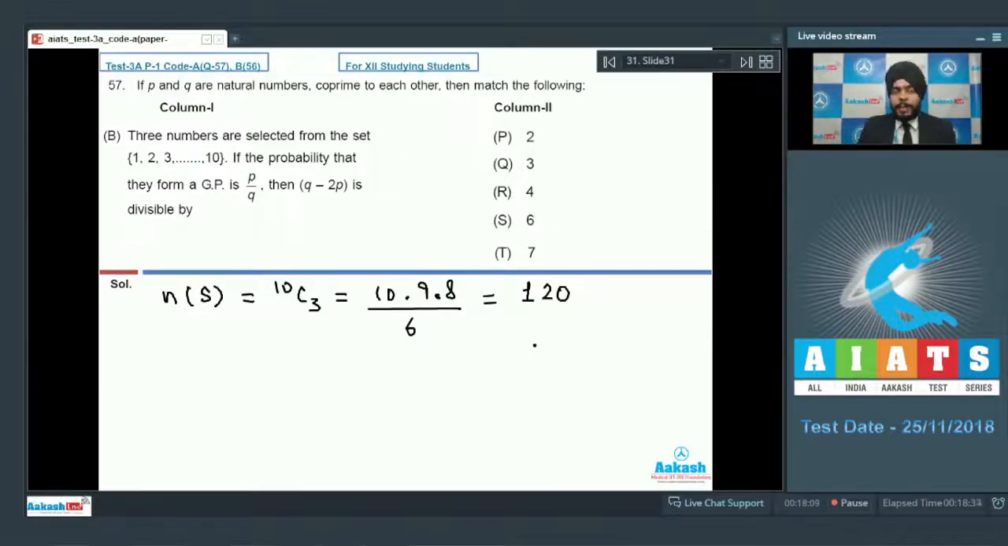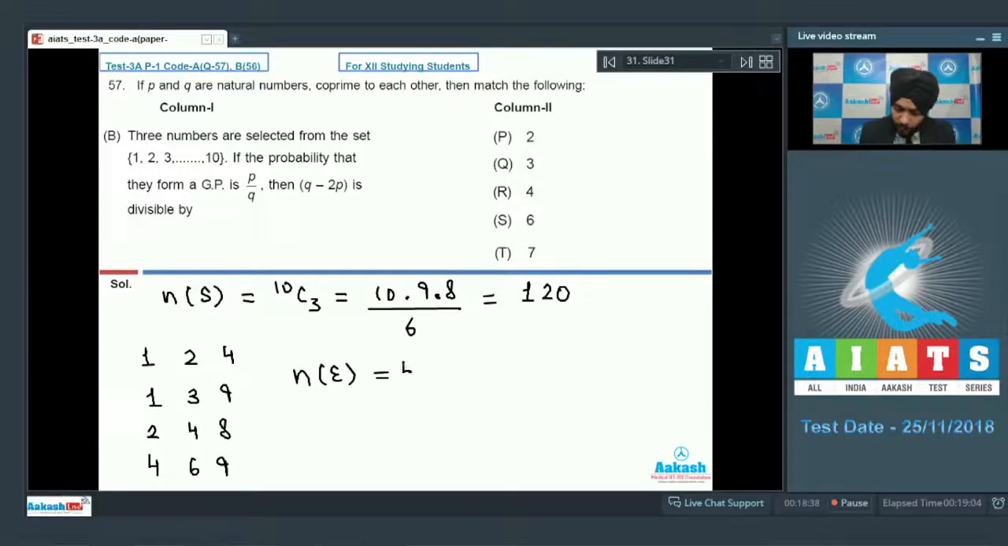Okay. How many cases are there in which 3 numbers selected? Let us write down the possible GPs. First and foremost is 1, 2, 4. Then we have 1, 3, 9. Then we have 2, 4 and 8. And the last GP, which can be easily missed out of your observation, is 4, 6 and 9. Because B square is equal to AC is the condition. 4 into 9 is 36. Now how many favorable events are there? 4. What is probability of event T? NE upon NS. 4 upon 120, that is 1 upon 30.